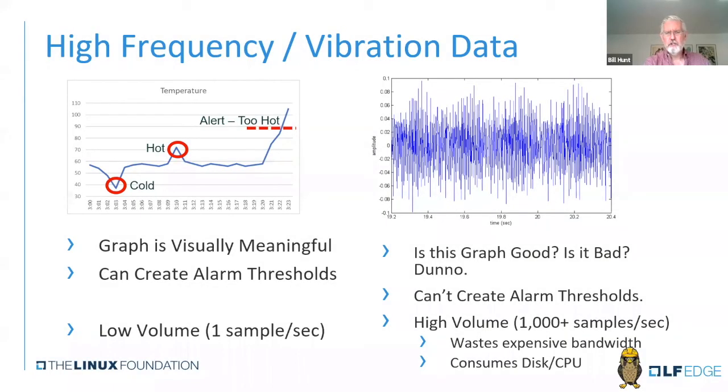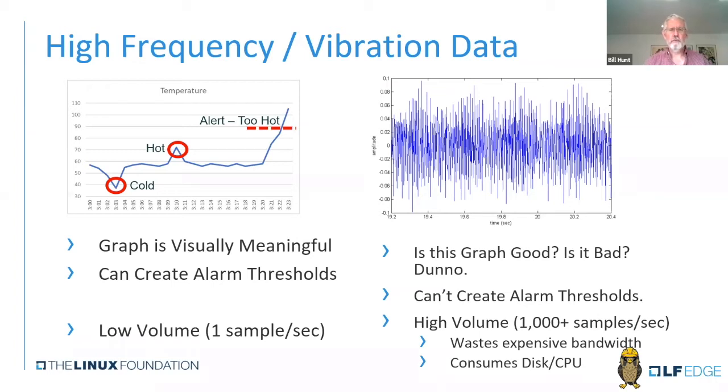So vibration data and high-speed data is actually a special type of data that more and more industrial users are interested in. And it's a little different than other kinds of IoT data because it's very high volume and because it's not necessarily intuitive what it means. So if you look at the graph on the left, it's pretty obvious what it means if that's a temperature graph. So you can say yesterday it was cold, today it's hot. If it gets too hot, I want to take some kind of action.